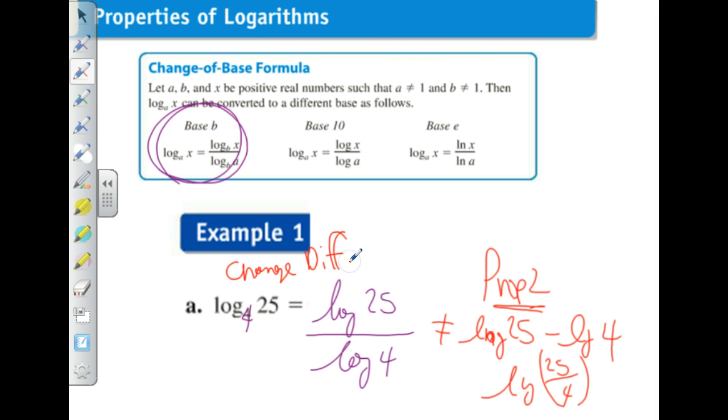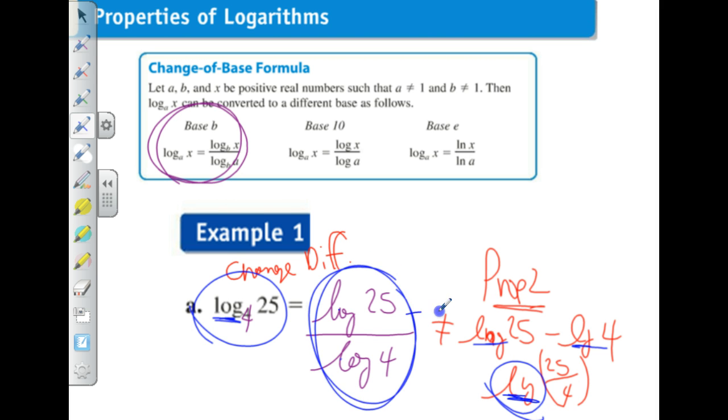Students struggle with this. Notice this has a single log and you're going to 2 logs. This has 2 logs and you're going to a single log. So be careful. You never take a single log and move to a single log, and you can't take 2 logs and write it as 2 logs. So if it's single, it goes to double. If it's double, it goes to single.